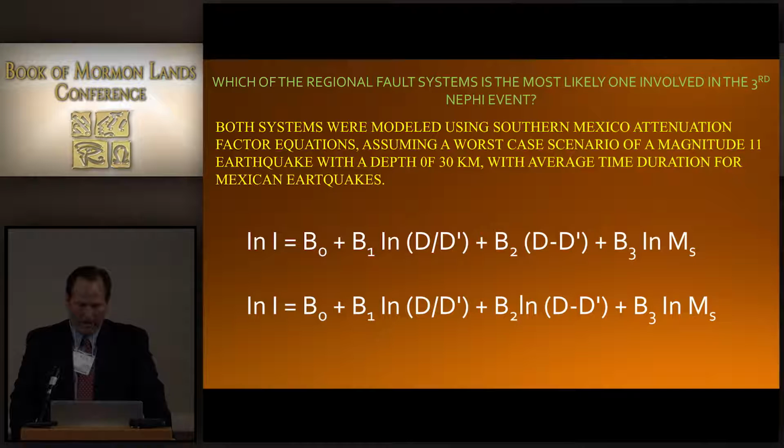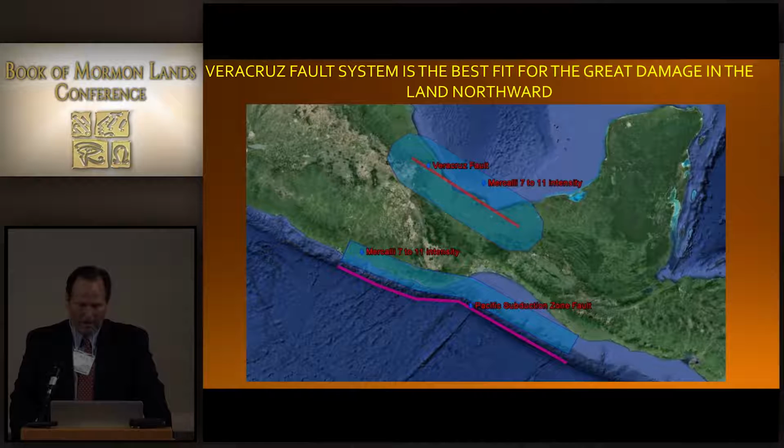Where would you get damage out to 7? You're probably looking at above a 7 on the intensity scale to describe the damage in the third Nephi event. So you lay this in, and that's the area where you might get damage. I didn't put the fault in down here, that could also be managed, but I'm going off the Sorensen model, and most Mesoamerican models have the land northward here. I didn't go down into here because, while the land southward had great damage, the greatest damage is in the land northward.